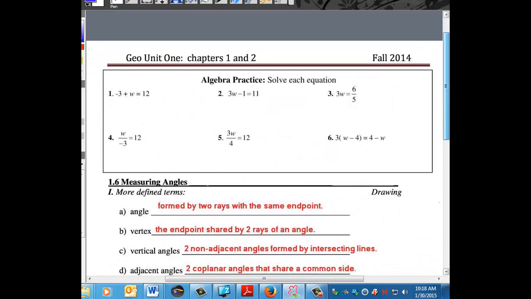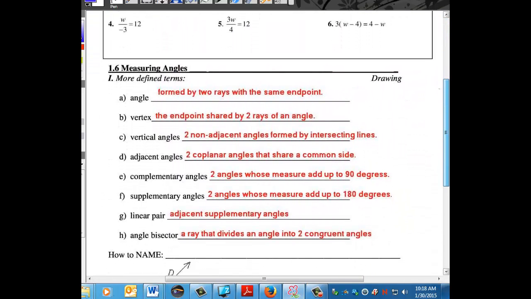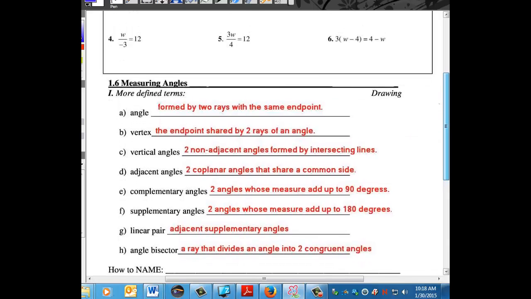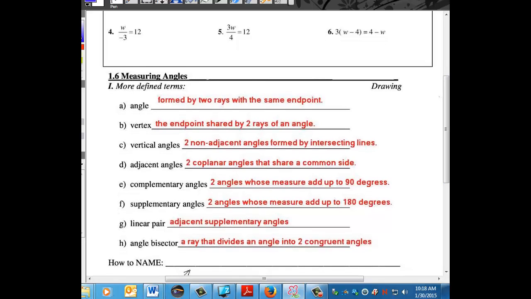Welcome back to geometry. We're going to start at 1.6, measuring angles. First term that we have is an angle. Again, hit the pause button if you need to write all of the following definitions. An angle is going to be formed by two rays.